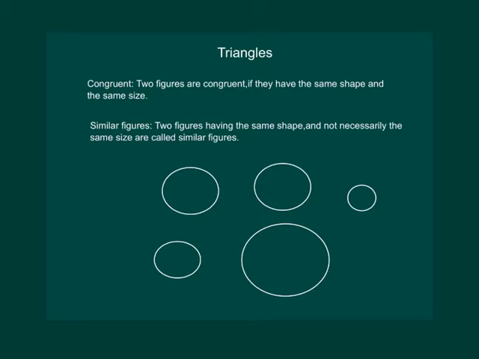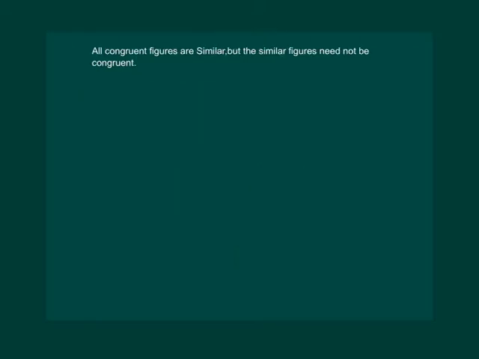In other words, two similar figures have the same shape but do not necessarily have the same size. Therefore, all the circles are similar. This also makes us conclude that all congruent figures are similar, but the similar figures are not congruent. This is a very important result which will be used while proving that two figures are similar. Sometimes we may use the congruency property to prove that two figures are similar.